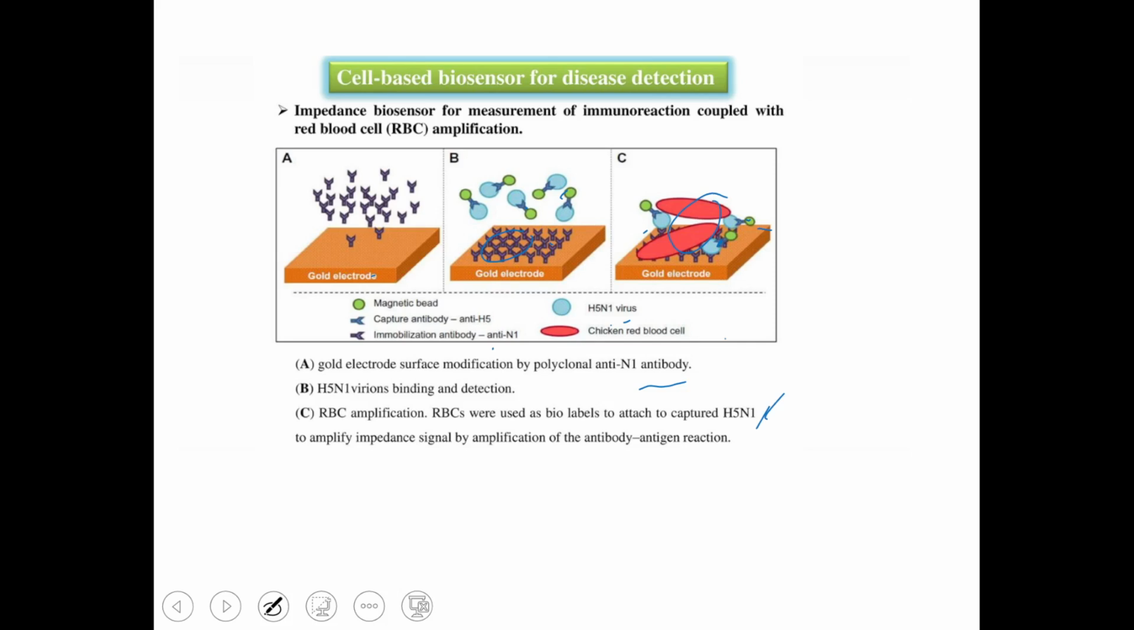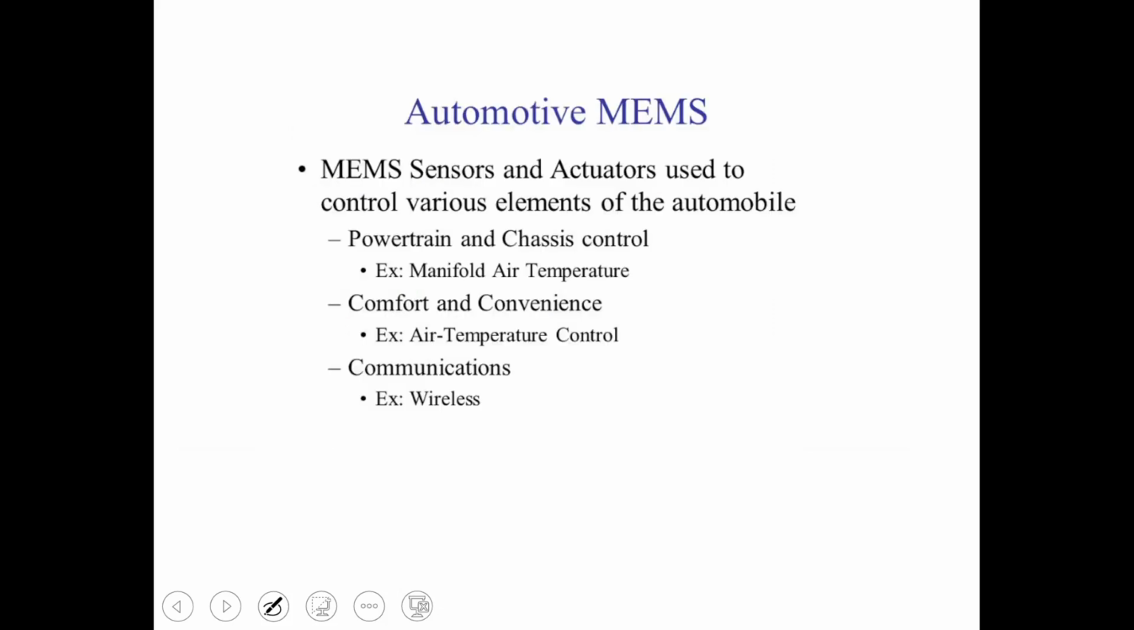So we have a lot of applications of sensors in automobiles. MEMS sensors and actuators are used to control various elements of automobiles, like power train and chassis control. For example, manifold air temperatures. Now the car comes with power steering and chassis control, so we use the air temperature control sensor. Then comfort and convenience, for example air temperature and wireless communication.